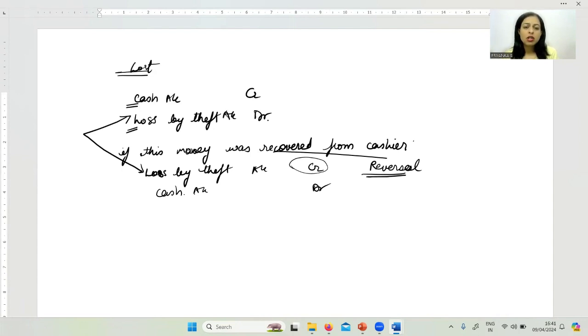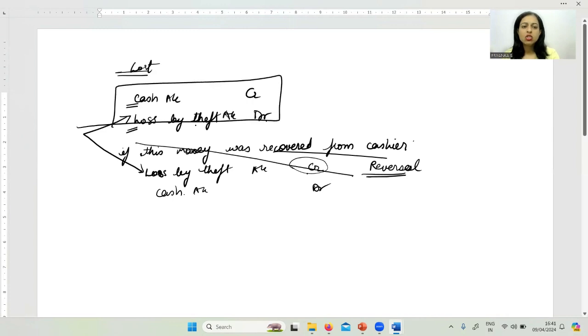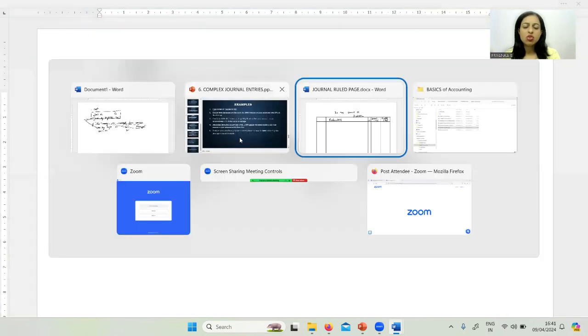When I write an account debit, always remember when you want to reverse that transaction, you will show it on the opposite, which is a credit. Okay. Right now, this transaction has no meaning for us. We just have to focus on this particular part, cash and loss by theft, and write it in the journal.